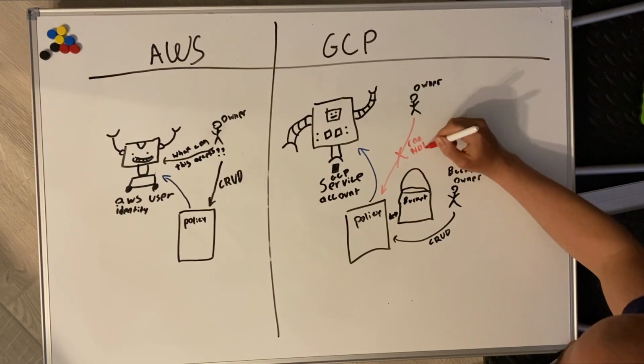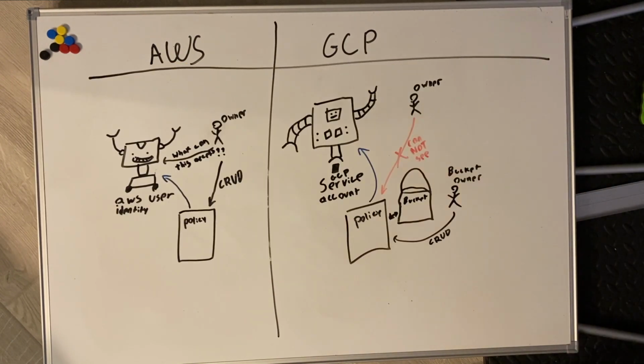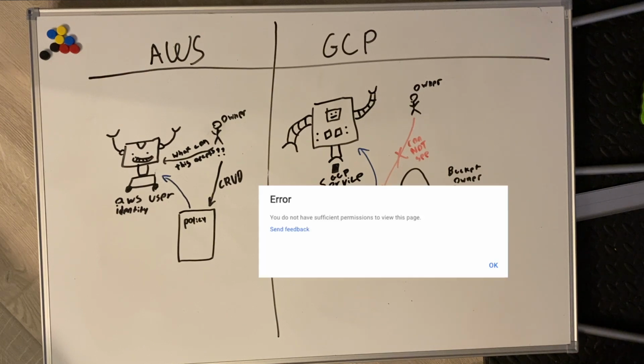What's interesting here is that the owner of the service account actually doesn't have any insight into this policy. They can't view it, they can't update it, they don't even know that their service account was given access to this bucket. Instead, the bucket owner controls this, and if the owner of the service account doesn't have IAM list on the bucket, then they won't be able to even see that that policy was granted.